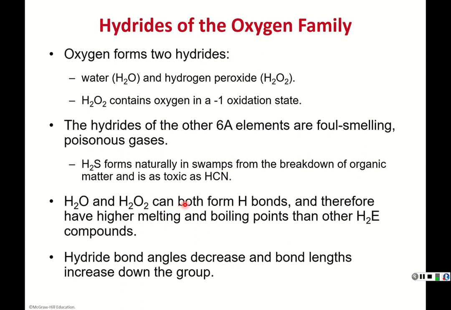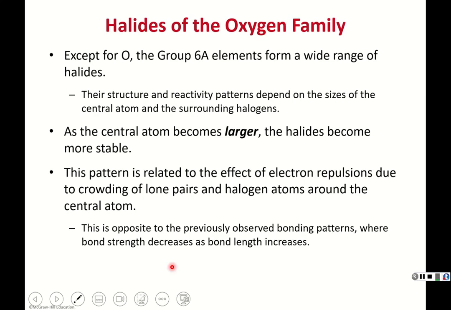H2O and H2O2 can both form hydrogen bonds and therefore have higher melting points than the other hydrides in this family. All right, the hydride bond angles decrease and bond lengths increase going down the group. All right, except for oxygen, the group 6A elements form a wide range of halides, so combining with halogens. Their structure and reactivity patterns depend on the sizes of the central atom and the surrounding halogens. As the central atom becomes larger, the halides become more stable. So as you go down that group, those halides are becoming more stable.